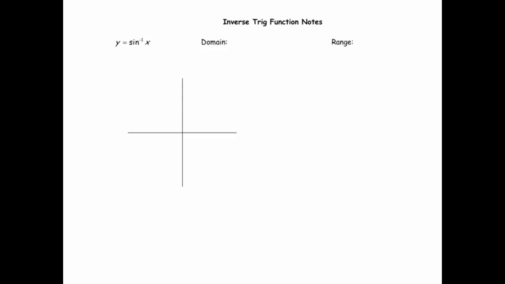Here we're looking at y equals sine inverse of x, and our goal is to find its derivative. Before we do that, let's make a sketch of it. We know what the graph of sine looks like, and in order to get the graph of sine inverse, we need to switch the x and y values of sine and restrict our domain to the interval -1 to 1.